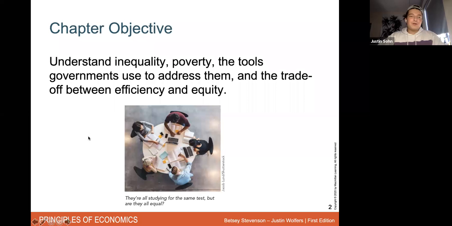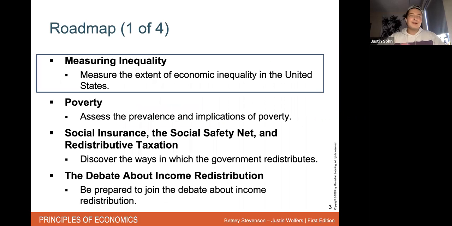So we're going to get started with talking about inequality, poverty, and the tools that governments across the world use to address these things, and we're going to focus on the United States. We'll also discuss the trade-off between efficiency and equity in addressing these problems. So just a little bit of a picture of what we're going to be talking about.